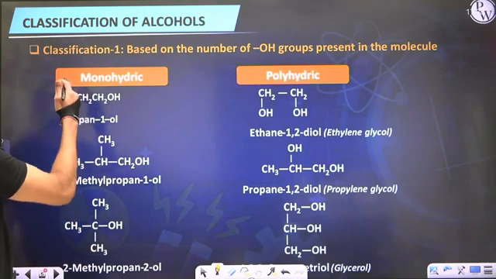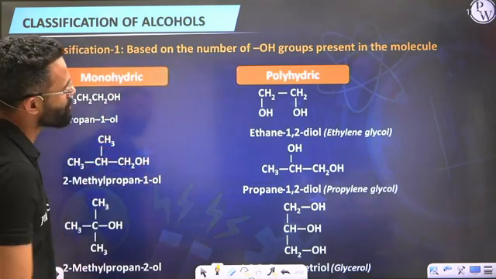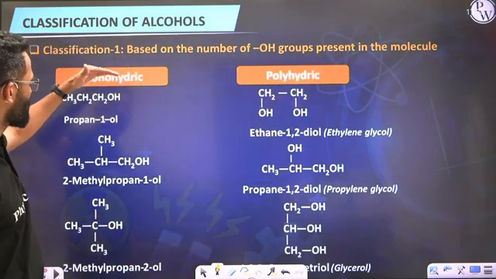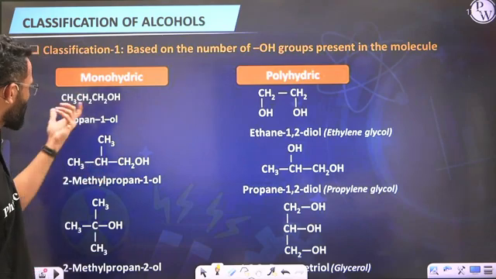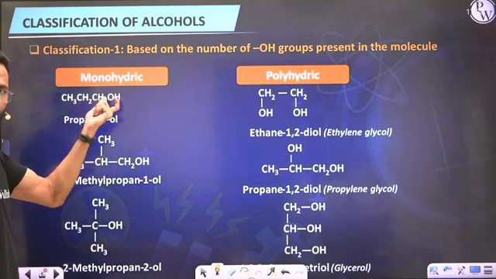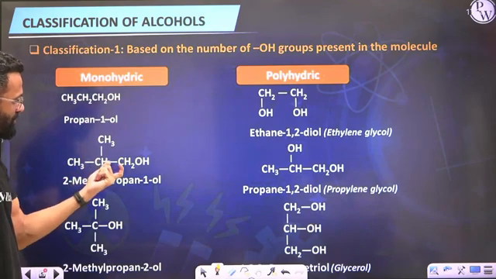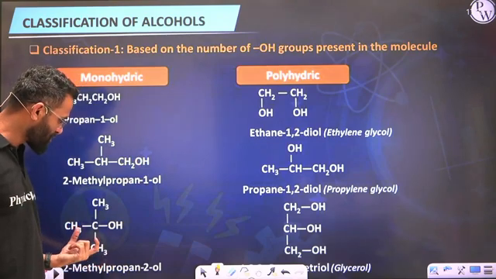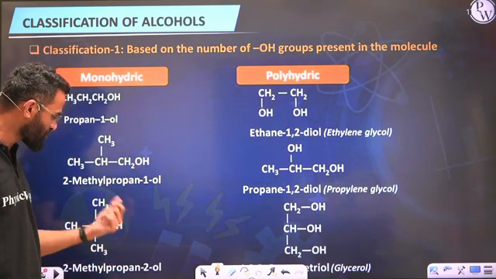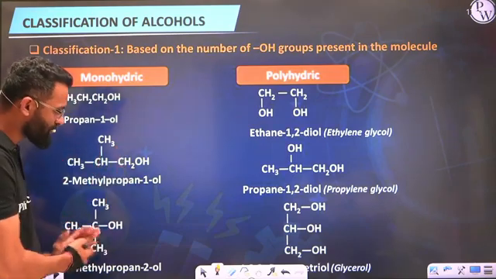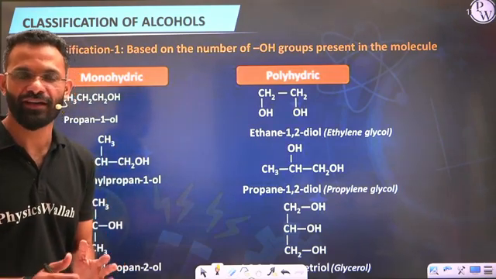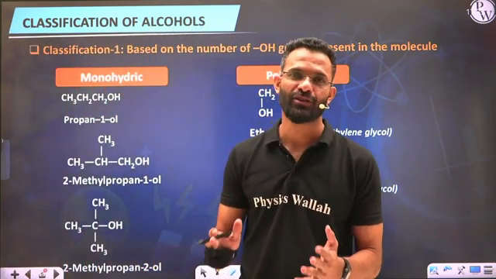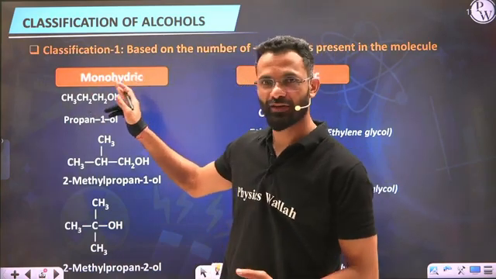So classification of an alcohol. First classification is based on the number of OH groups present in a molecule. The first one here is monohydric alcohol. If you look at all these examples, you have n-propyl alcohol carrying just one OH. Here we have isobutyl alcohol, again carrying just one OH in a molecule. And right here, tertiary butyl alcohol also contains just one hydroxyl group in a molecule. These all three compounds are examples where a molecule of alcohol contains just one hydroxyl group. Such alcohols will be called monohydric alcohol.